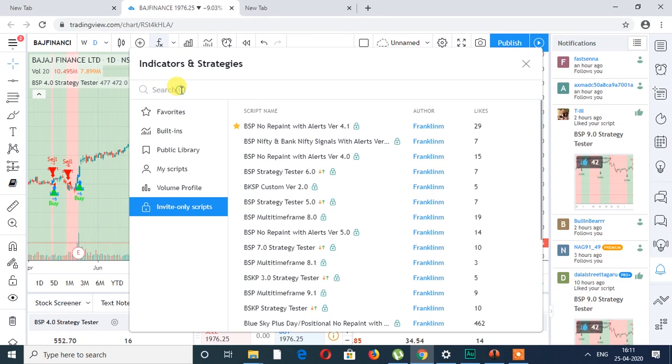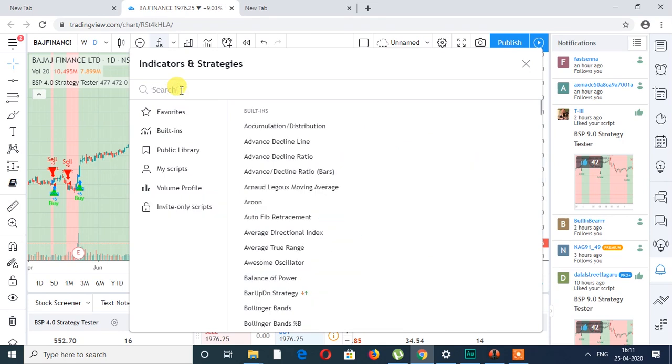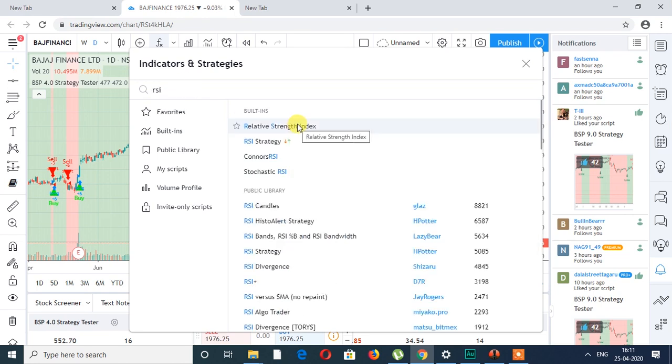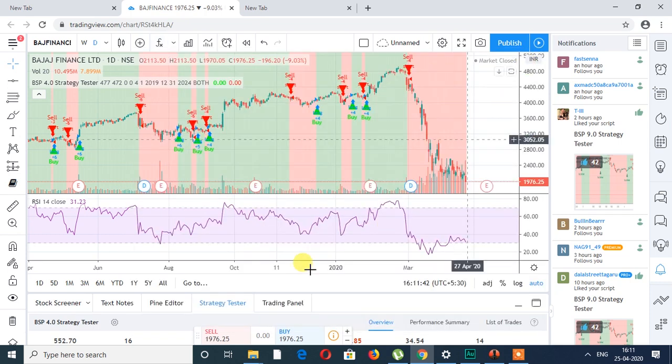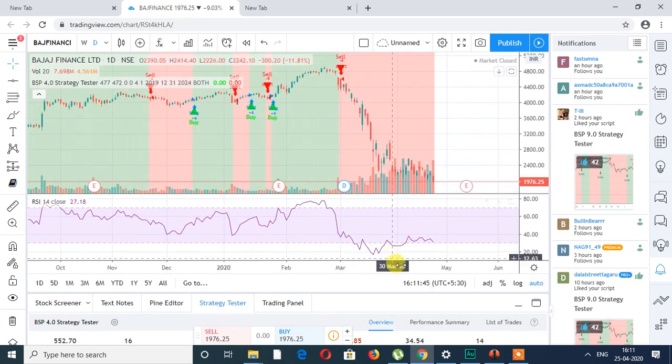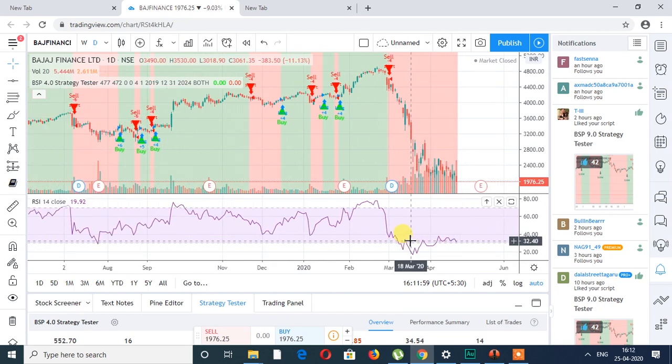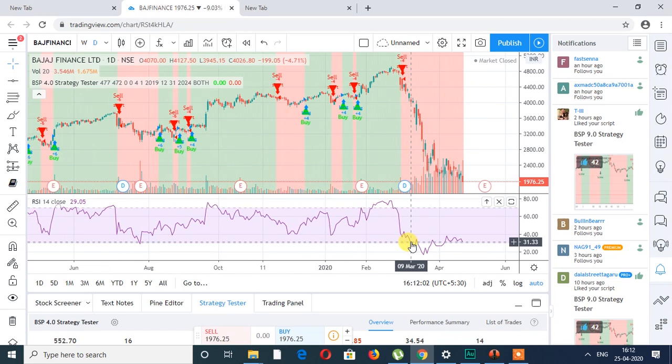You can also load an RSI indicator to compare it. So I load the RSI indicator as well. If you load the RSI indicator, you see Bajaj Finance had made a top around 27 Feb, and from March 2nd it is going down, and it has sort of bottomed out, but it may not be the case.